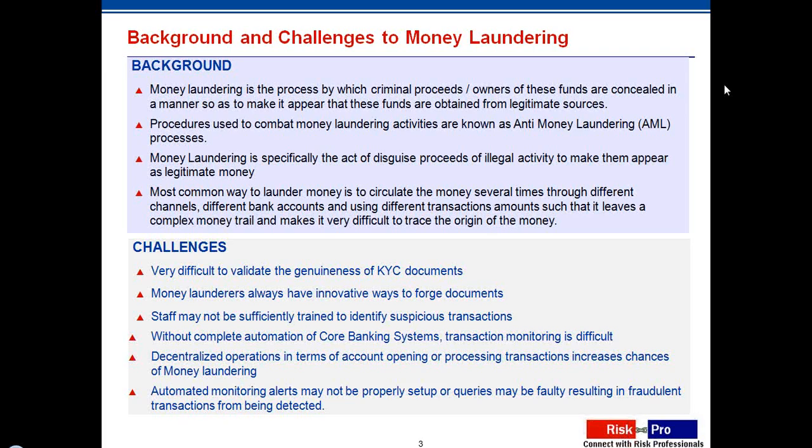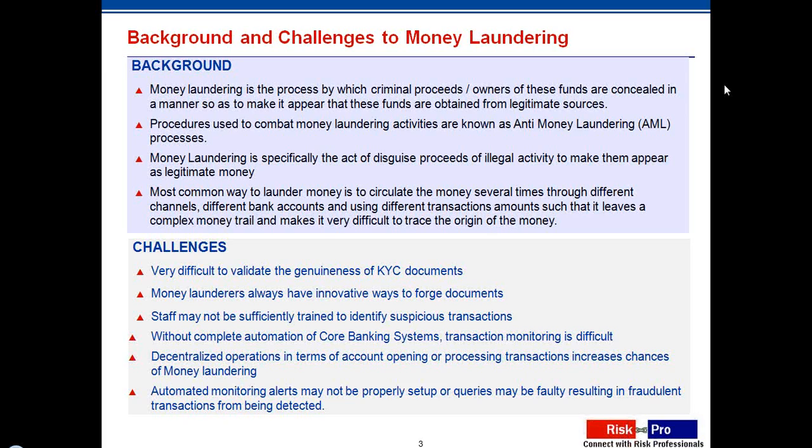Automated monitoring alerts may not be properly set up, or queries may be faulty, which could result in fraudulent transactions not being detected. Again, this is bank-specific, and the better the queries are set up, the greater the likelihood of proper transaction monitoring and identifying suspicious transactions.